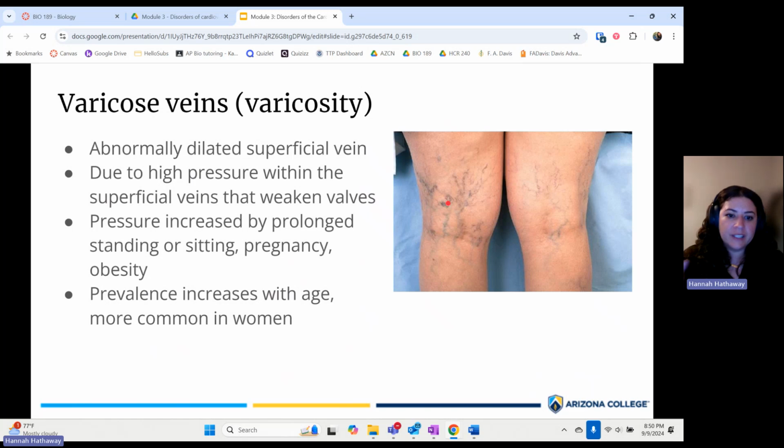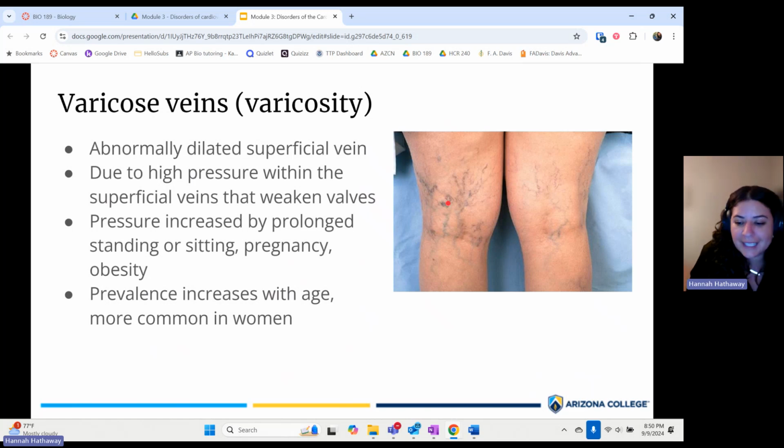The risk of varicose veins increases with age. I feel like that makes sense. As you get older, the elasticity of all of your vessels decreases. So if they're less elastic, you're more likely to have some valve dysfunction. And they're also more common in women.